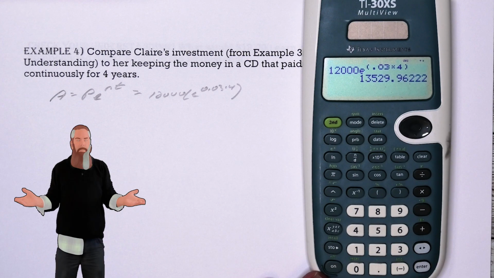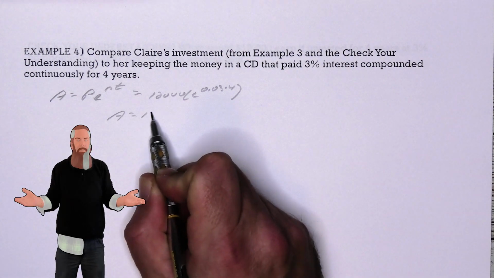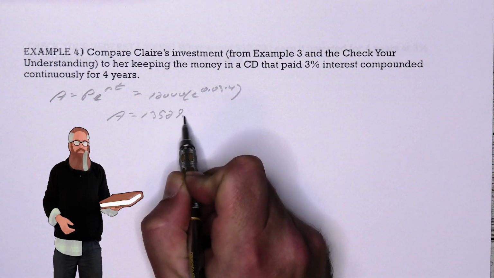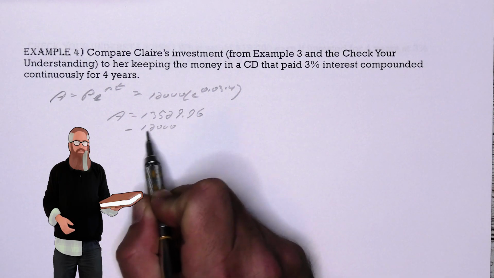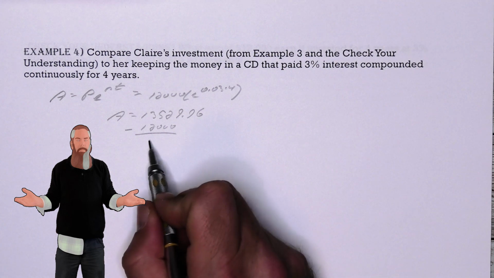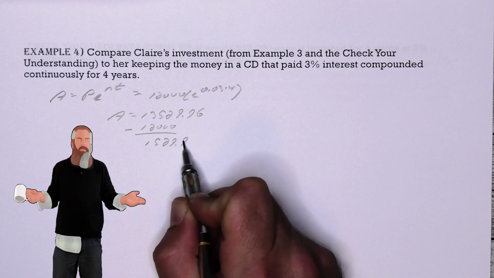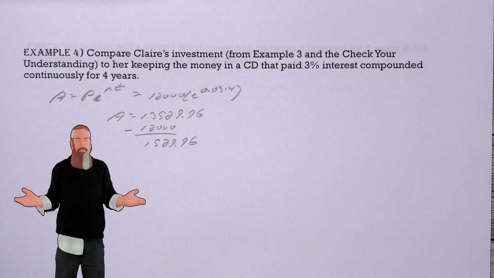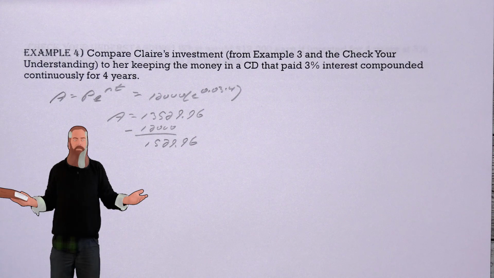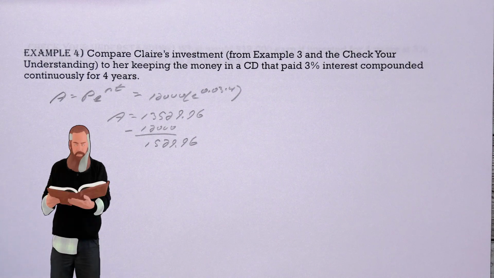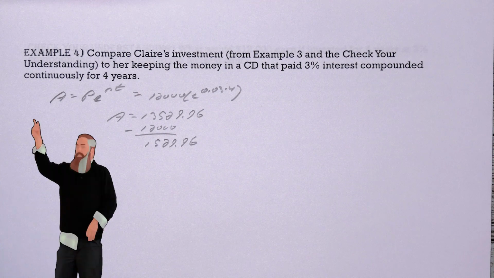We get $13,529.96. Subtract from that the $12,000 that she initially invested, meaning she would have made $1,529.96. The original $12,000 earned $1,529.96 in the CD.